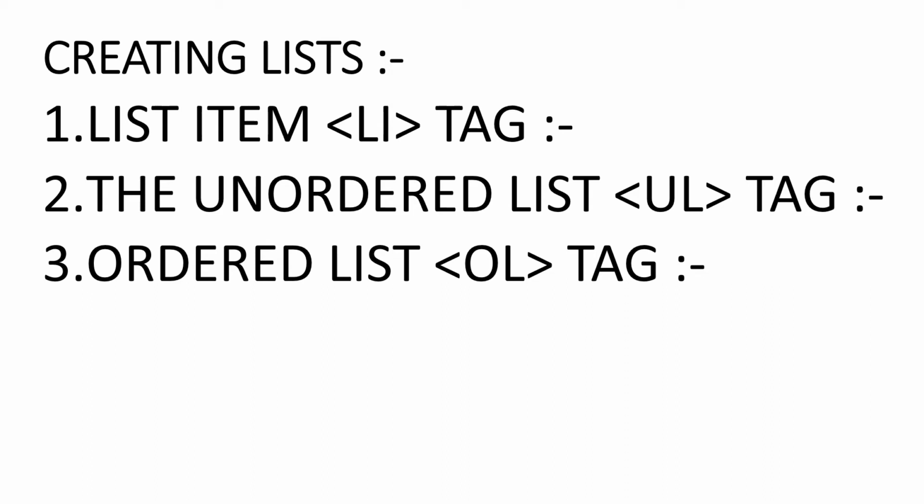Now the unordered list. Ordering is not needed in the case of some items. Right? For an unordered list, the list items are defined using the UL tag. Okay, unordered list. There is no need to specify the order in certain types of lists; at that time we can use the unordered list.